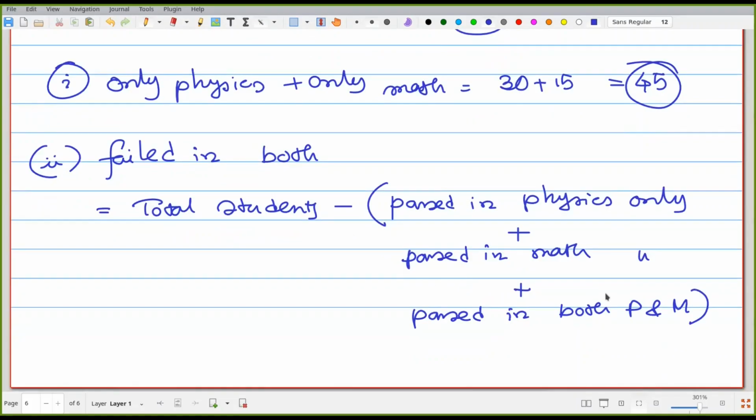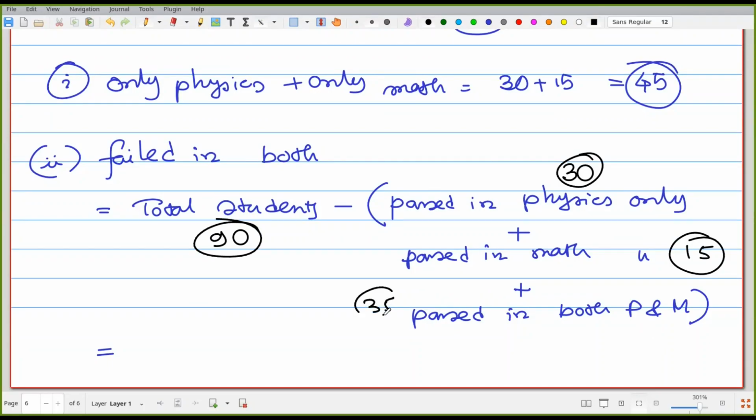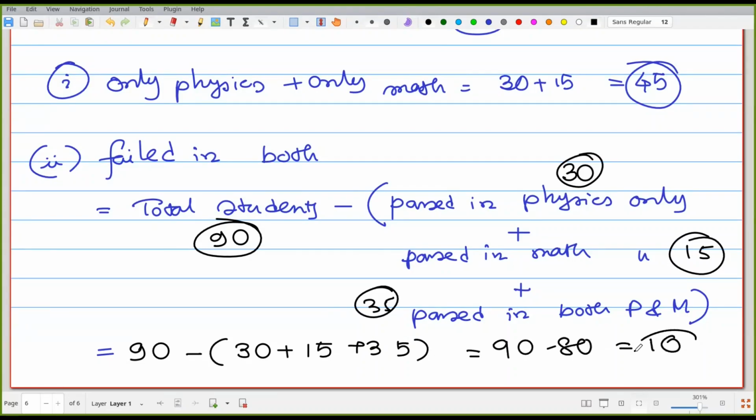Already we know all the results. That one is equal to 90. Physics only, that is 30. Passed in math only, that is 15. And passed in both, that is 35. So that means 90 minus 30 plus 15 plus 35. That one is equal to 90 minus 80 or 10. So 10 students have failed in both subjects.